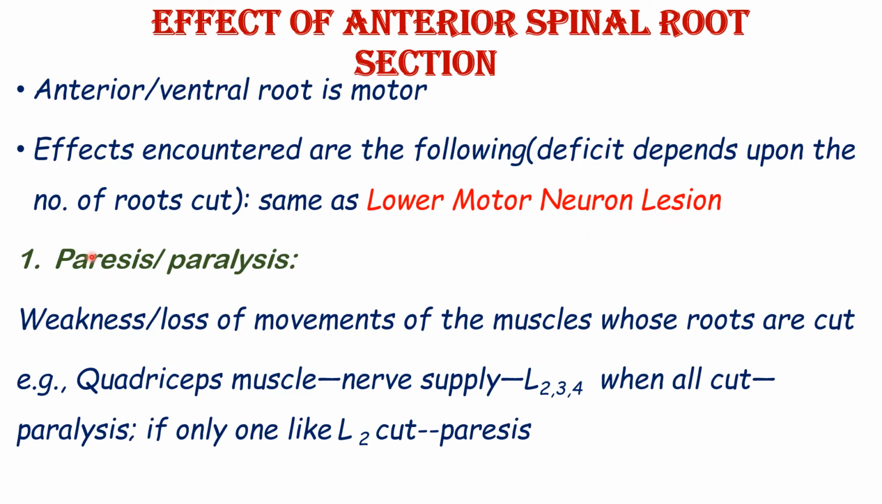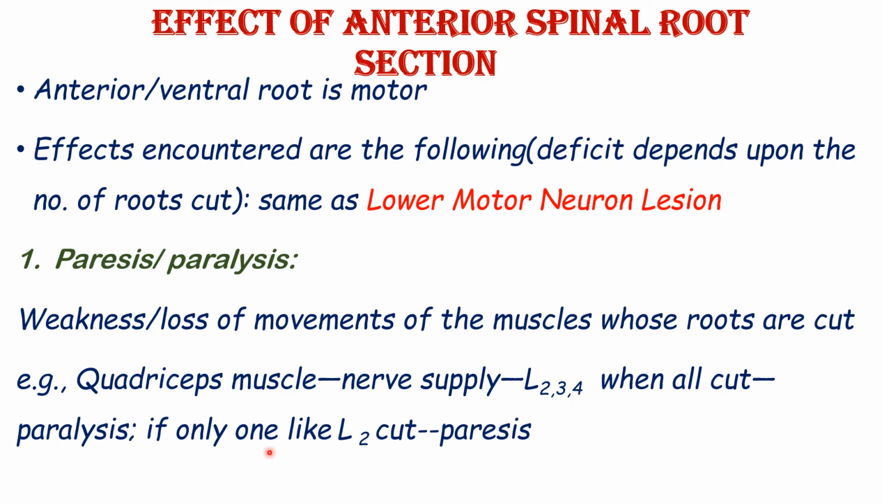First of all is paresis or paralysis. Paresis is weakness and paralysis is complete loss of movements. So the weakness or loss of movement of the muscle depends upon the number of roots cut. Let us take an example of the quadriceps femoris muscle. Quadriceps muscle has a nerve supply of L2, 3, 4. When all these fibers are cut, what we get is paralysis.